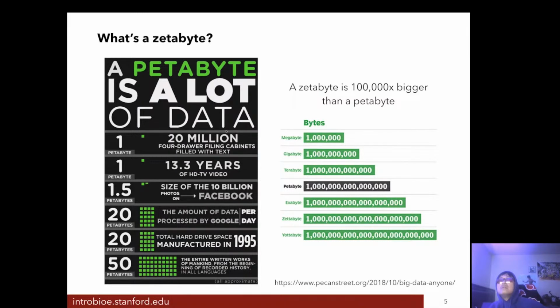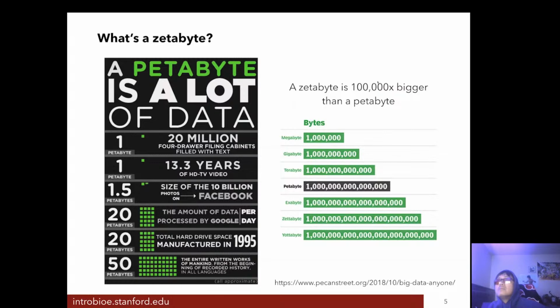That's how much information is stored in a petabyte of data. It's also 13.3 years of HD video. It's just an unfathomably large amount of data, and we're already at the point where we're generating multiple petabytes of data each day. And a zettabyte of data is 1,000 times bigger than a petabyte. There's an error in this slide. I'll correct it later. So 33 zettabytes of data is a lot of data.